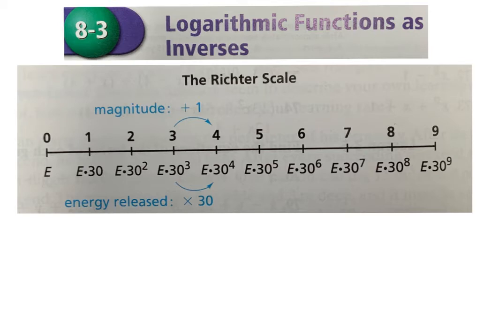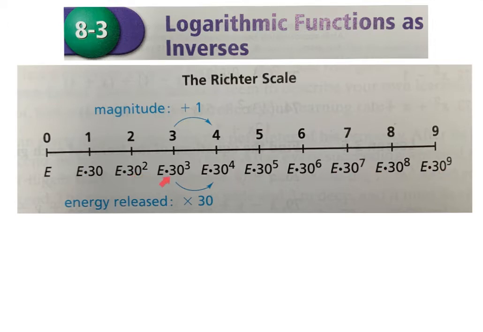All right, the first thing they start out with is just talking about exponential type functions. And you can see the Richter scale here is an exponential function. And so they show you here that we have a magnitude of 0 times 30 times 30 times 30 times 30.